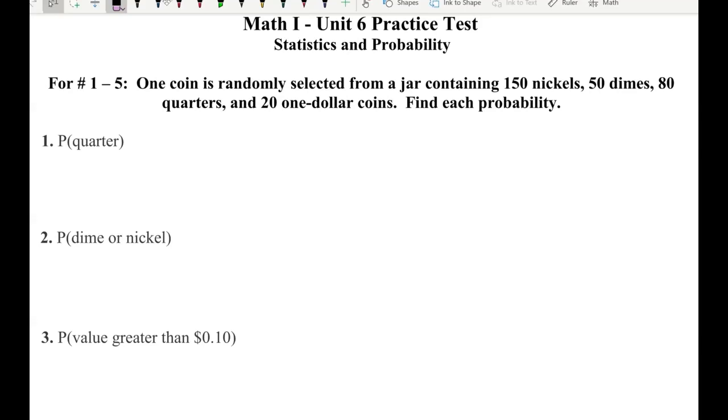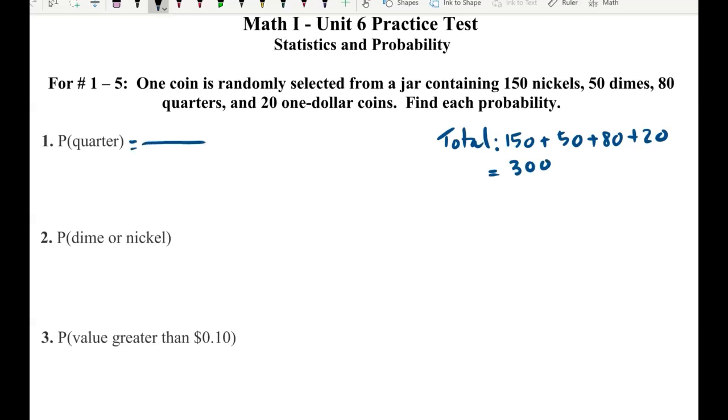Alright, so first of all, we're going to add all the coins together to find the total coins. So we have 150 plus 50 plus 80 plus 20. The total is 300 coins. Then the second thing we need to remember is what is probability. Probability is what you want over the total.